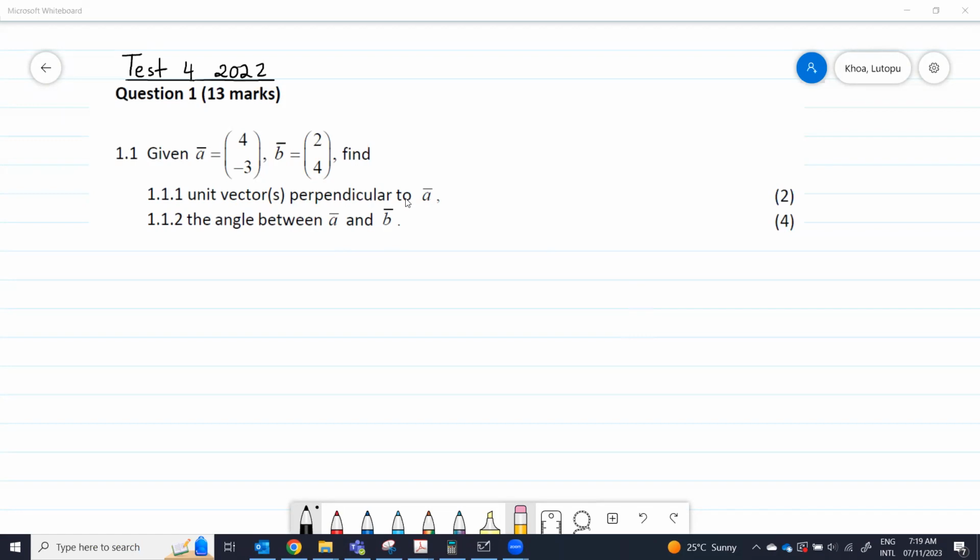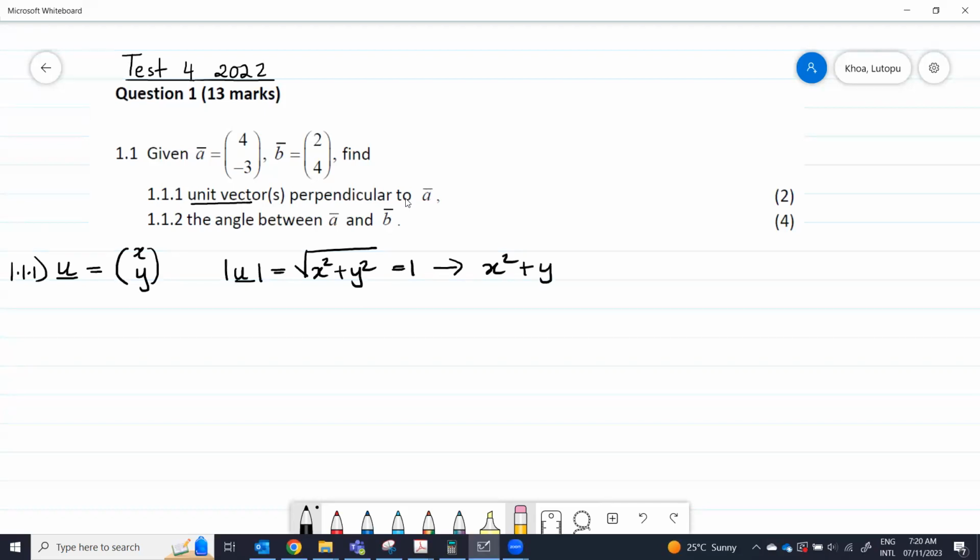So what you would do is this vector that you're looking for, you can call it U. So this is 1.1. You call it U. And U, you can write it as x, y. Now, what we are told is that it is a unit vector, and a unit vector has a magnitude of 1. So that means the magnitude of U is equal to the square root of x squared plus y squared, and this is equal to 1. This means that x squared plus y squared is equal to 1, if you square both sides.